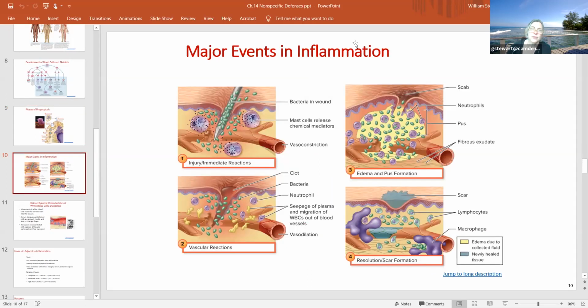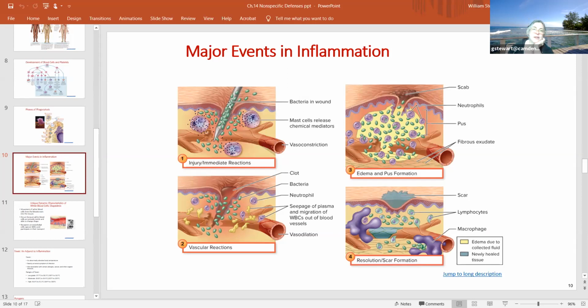Inflammation, that's sort of the second major set, the second line of defense. Your book divides it up into 4 major parts, right? I've listed them on your handout as well. This is figure 14.18. They divide it up into early events, vascular reactions, edema and pus, and then the resolution. Just real quickly, go through this with you.